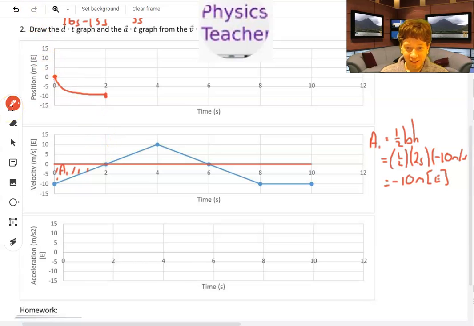What we're going to do now is try to find this area in here between 2 seconds and 4 seconds. Let's call this area 2. Now, if you analyze the triangle, it has a height of 10 and a base of 2. So the value is going to be the exact same we got for A1, except that it's positive. So it's towards the east. So A2 is going to be positive 10 meters east. So now we're moving 10 meters to the east. So this is our initial position here. And we're going to move up 10 meters. So we're back at the origin at this point.